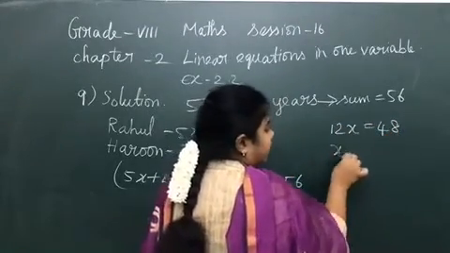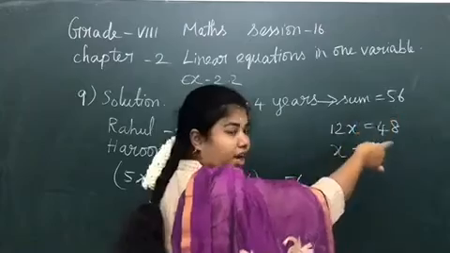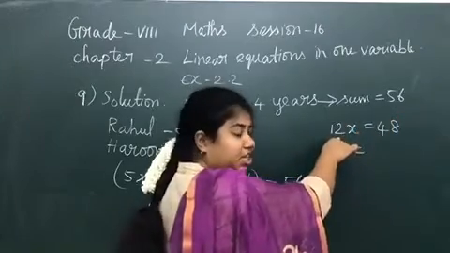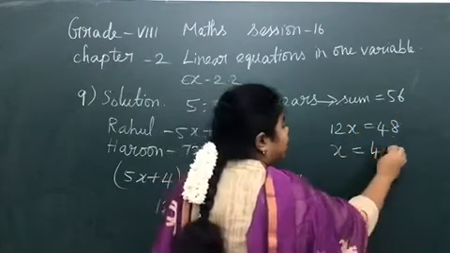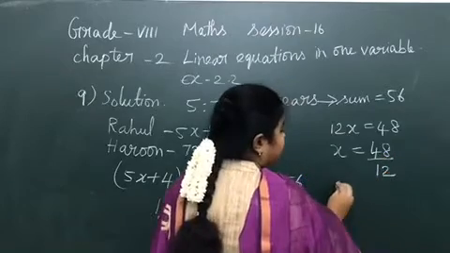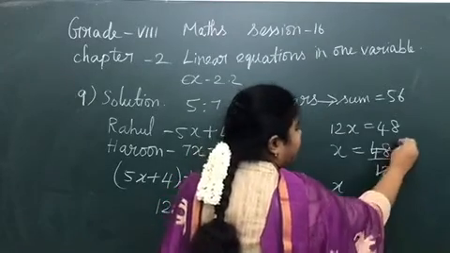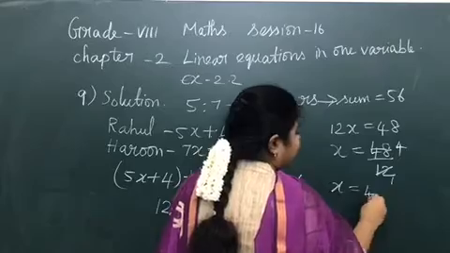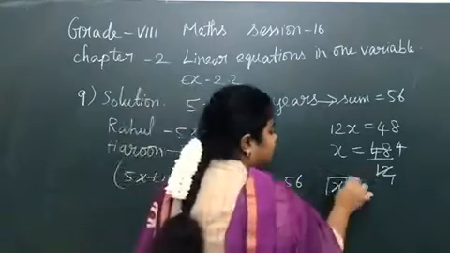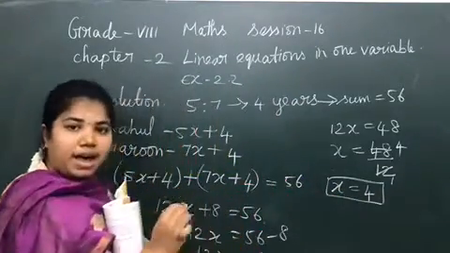Let me keep the x as it is and take the 12 to the right-hand side. 12 is in multiplication here. When it goes to the right-hand side, it becomes division. So 12 1 times, 48 4 times. So my x is equal to 4. But this is not my final answer.